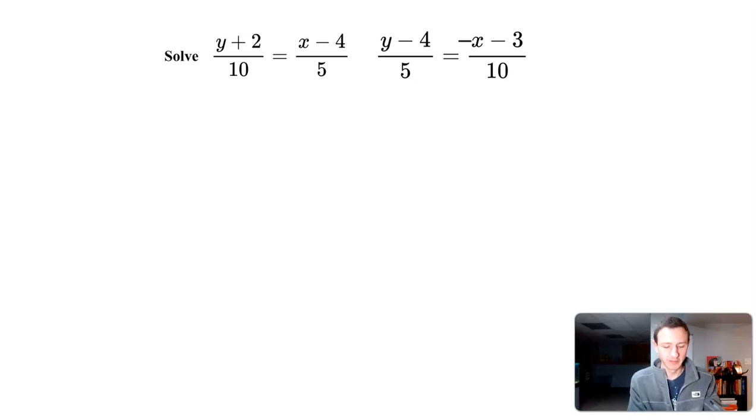Today I'll be looking at this problem. Solve (y + 2)/10 = (x - 4)/5, and (y - 4)/5 = (-x - 3)/10.